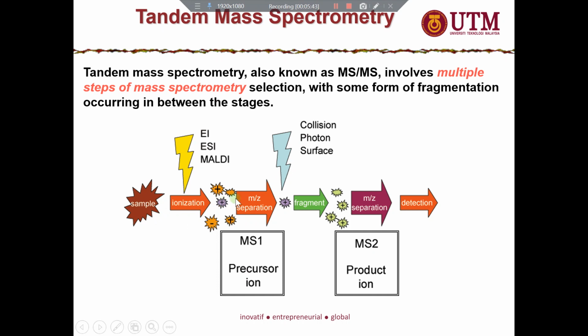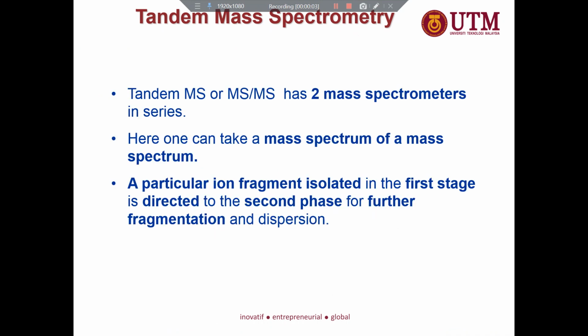Okay, from there you somehow fragment it, then you look into the daughter ions. From the daughter ions you will get a very clear chromatogram as well as a very clear mass spectrum. Okay, in tandem mass spectrometry, we have two mass spectrometers. Same goes for the ionizer or ion source. Here one can take a mass spectrum of a mass spectrum.